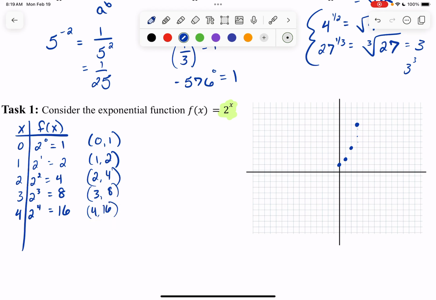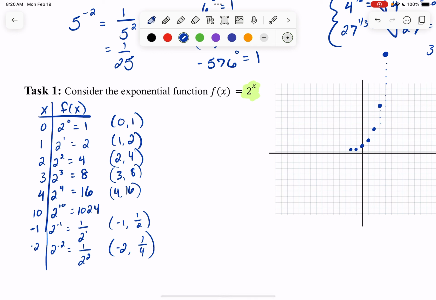Okay, so let's try, we haven't done any negatives. Let's try a -1. 2 to the -1 would be 1 over 2 to the 1, which would be 1/2. So we'd have the point (-1, 1/2). Okay, -2. 2 to the -2 would be 1 over 2 squared, which would be 1/4. So we'd have (-2, 1/4). What about -3? We'd have 2 to the -3, which would be 1 over 2 cubed, 1/8. So we'd have the point (-3, 1/8).